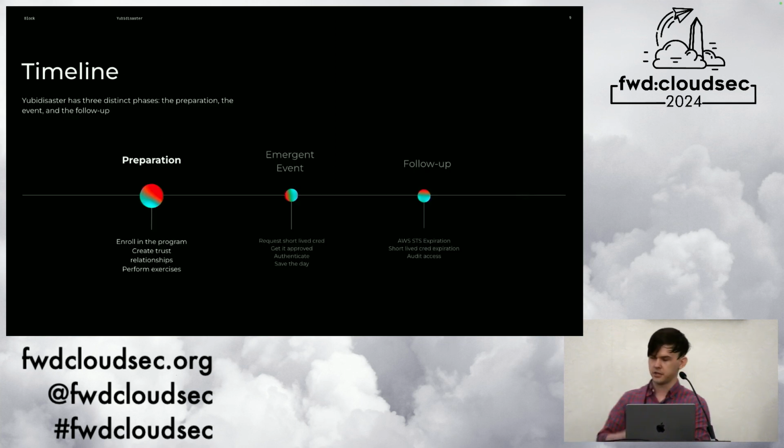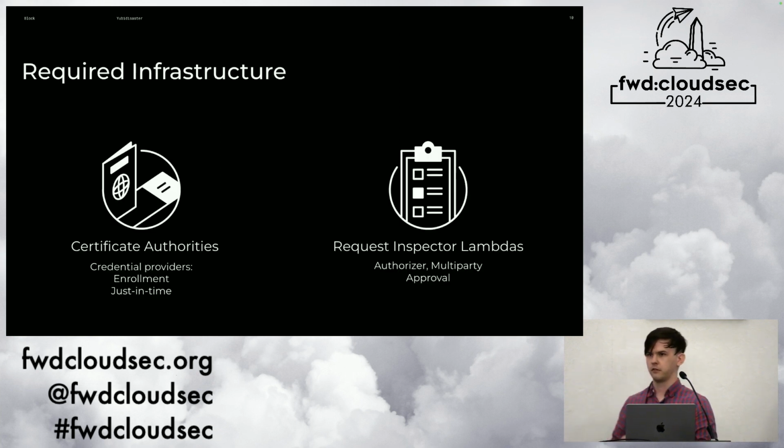To talk more about the preparation state, we wanted to create a process by which users could enroll in the program. We'd create trust relationships, and then users would be able to perform exercises. What we wanted to build out as part of our required infrastructure are 2 certificate authorities: the enrollment certificate authority and the just-in-time certificate authority. The enrollment certificate authority will be longer lasting, on the order of multiple months to a year. The just-in-time certificate authority will issue certificates sub 1 day.